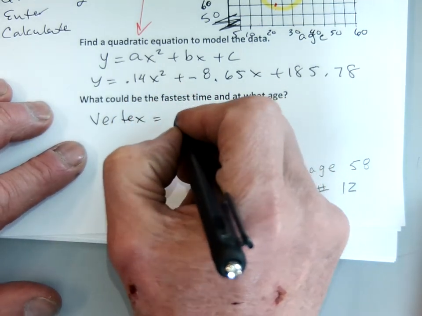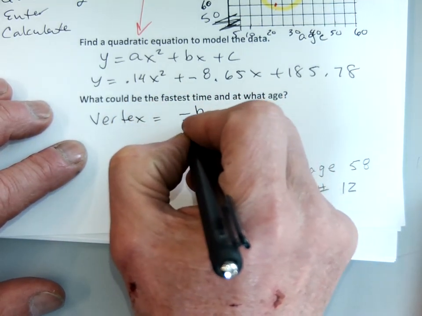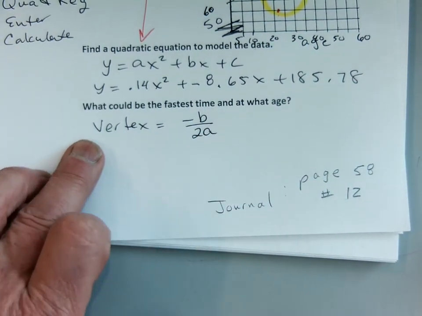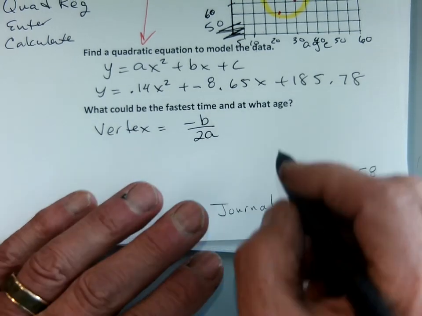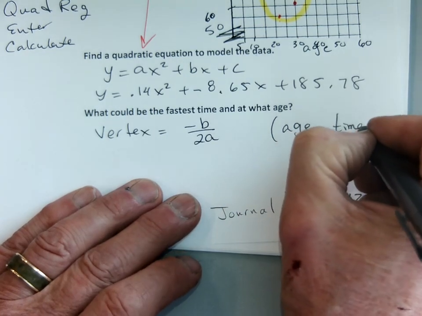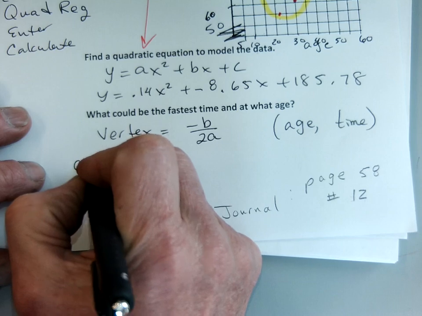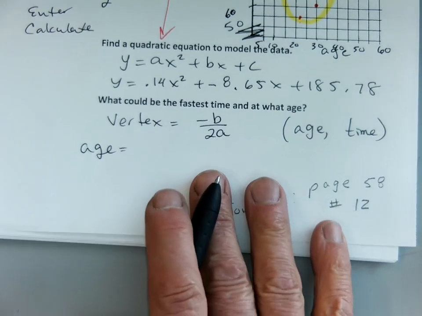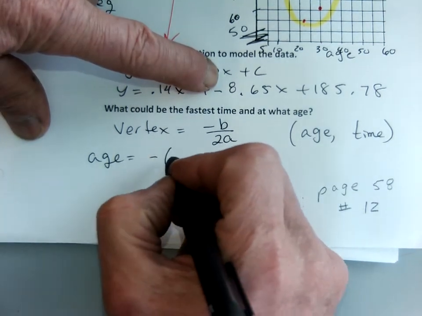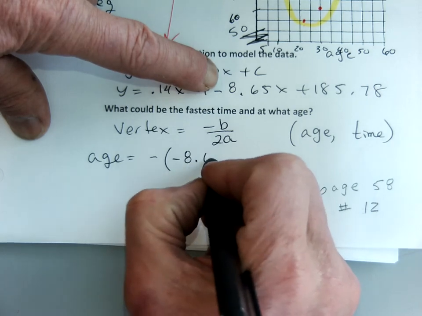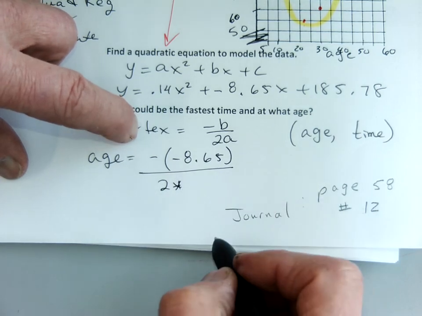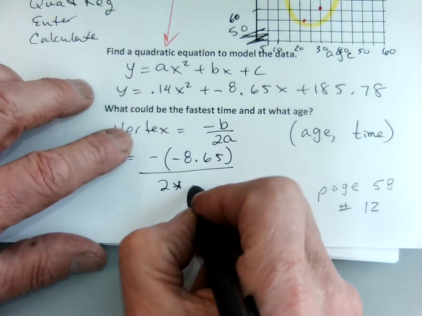And the way I find my vertex is with my negative b over 2a, right? Now the vertex is a point, and the point is going to be age, time. Right now what we're finding is the age, because that's the x value. So my vertex is age, time, so let's find the age. Negative b is going to be negative negative 8.65 divided by 2. Then you positive, right? Yes, totally right. Times 0.14.